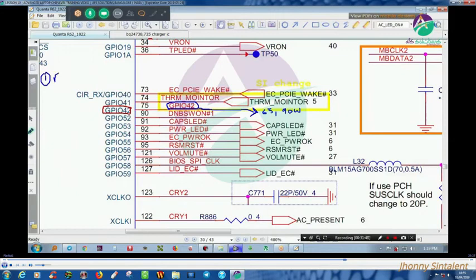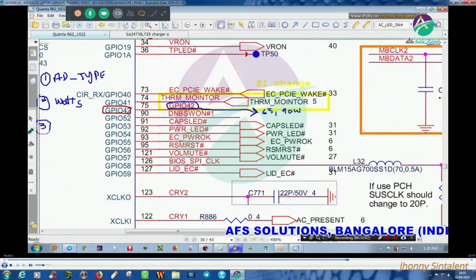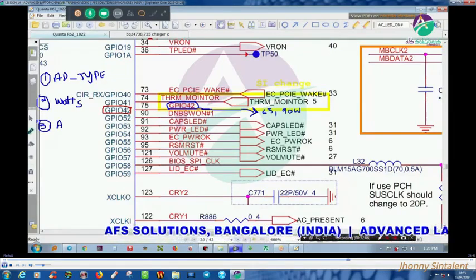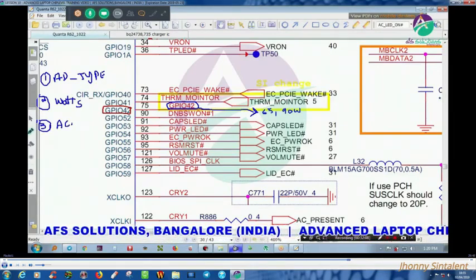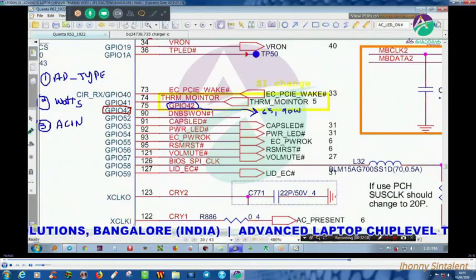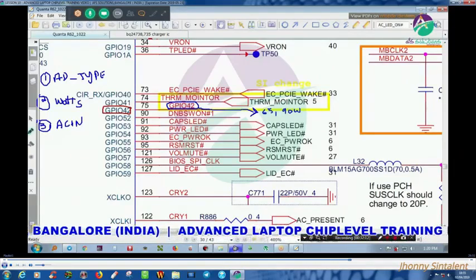Confirmation number 1, adapter type. Okay, adapter type. Confirmation number 2, adapter select. Select means how many watts. Okay, how many watts adapter is present. Confirmation number 3, what is the confirmation 3? Adapter present, that is AC in. This is adapter present. All are different.